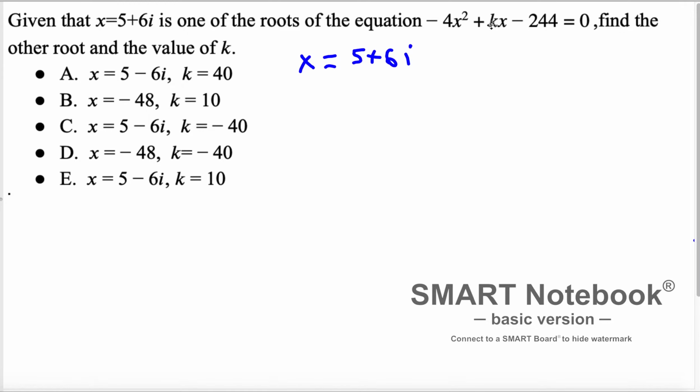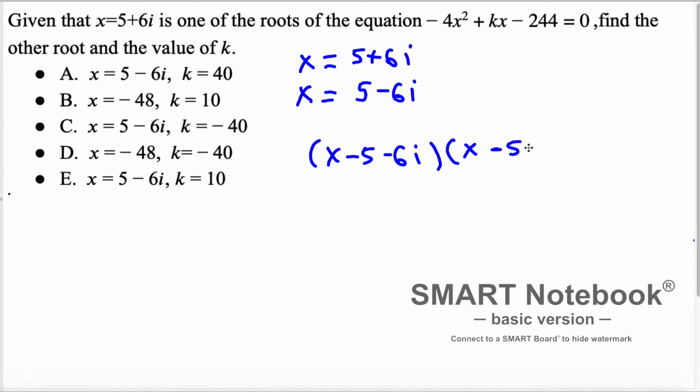When we have a quadratic equation and we know one of the roots is a complex root, the other is the conjugate complex root. The conjugate of 5 plus 6i is 5 minus 6i. And we know these roots came from a product of the factors x minus 5 minus 6i and x minus 5 plus 6i, because if we subtract both sides we get the same thing for the other.